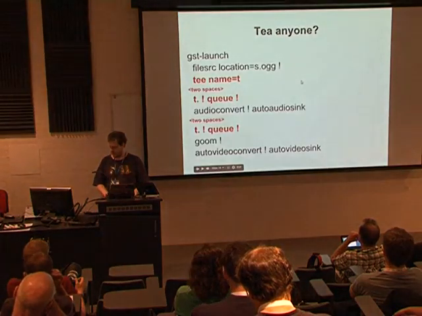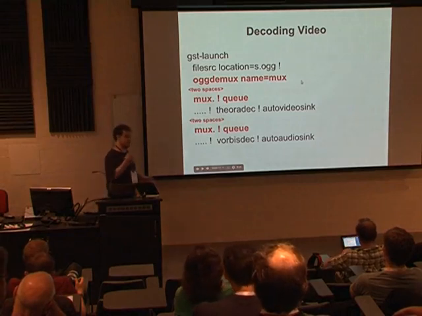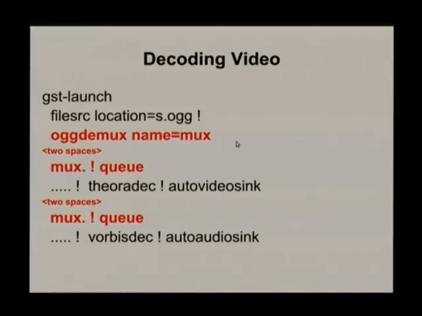Now, so decoding video. Video comes with both video and audio. So you can see that I've got a mux, which basically splits the audio and video, and then I connect one of the muxes out to the Theora decoder and one of them out to the Vorbis decoder. Because Vorbis is the audio side and Theora is the video side of the Ogg file.